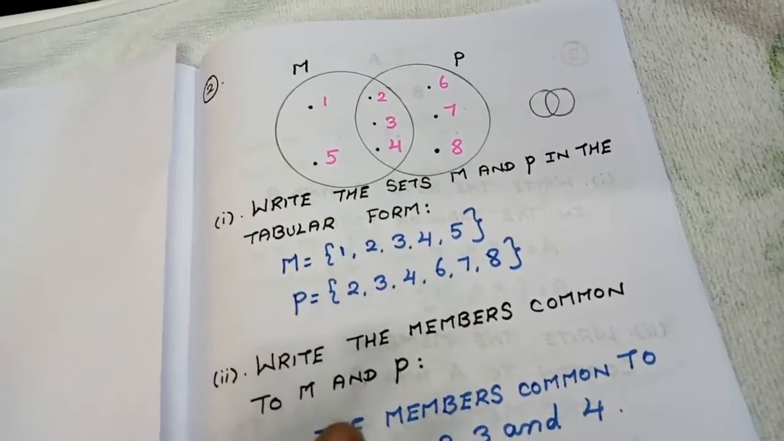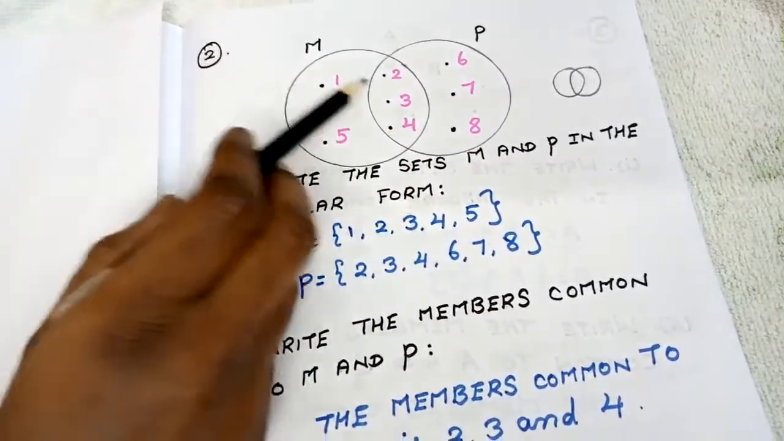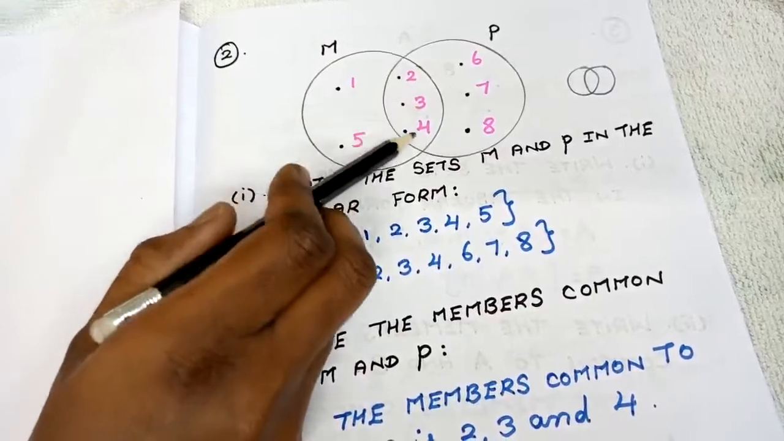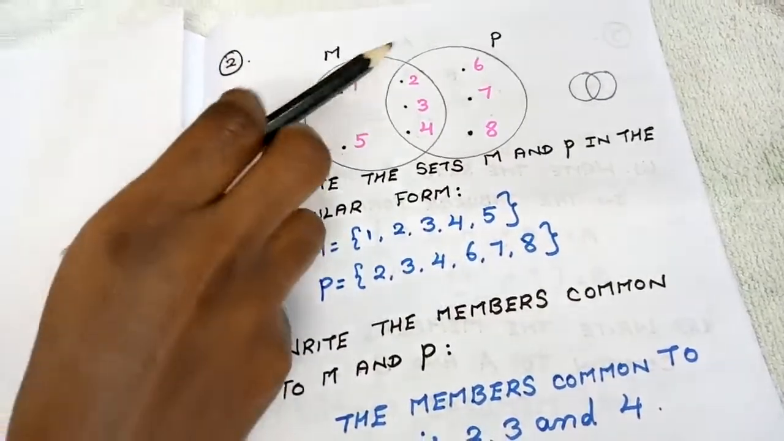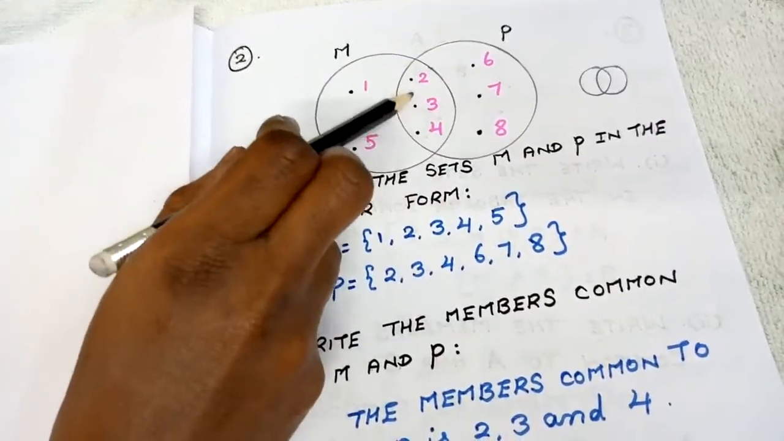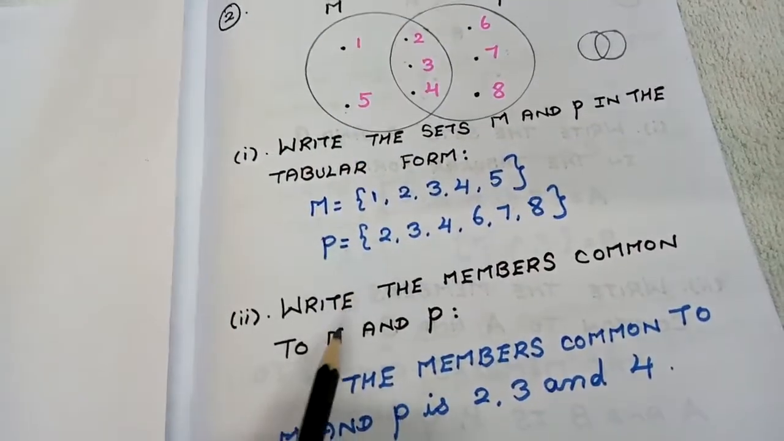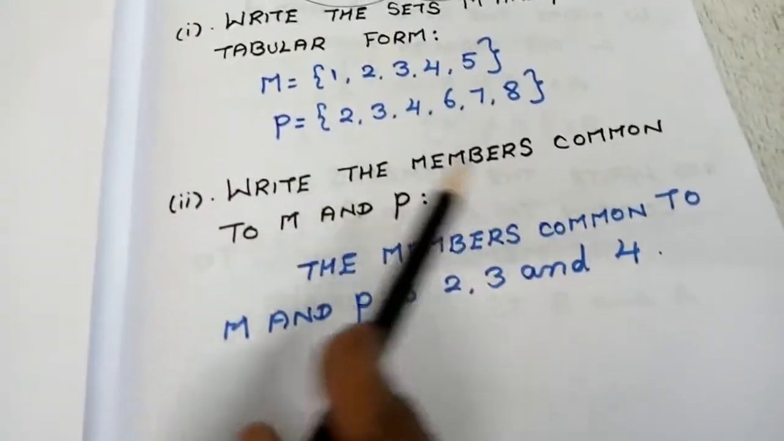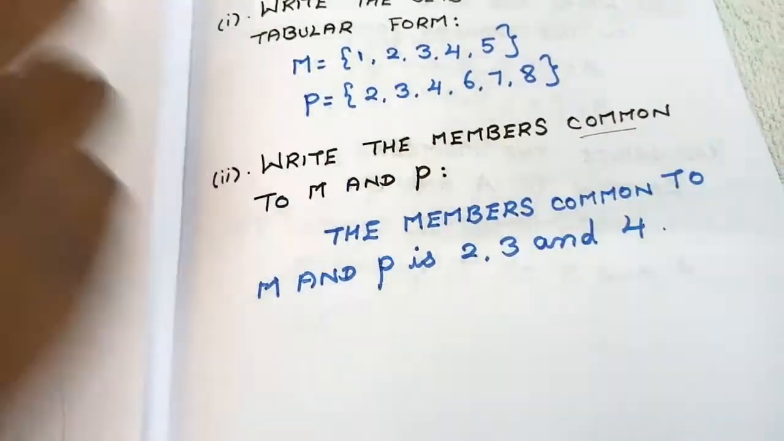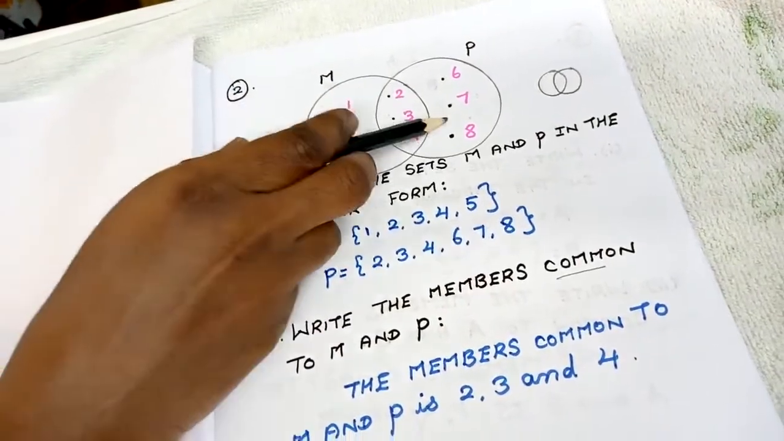Don't separate the figure. So write the sets M and P in tabular form. For M, I am just going to see the circle M. Inside M, I am having 1, 2, 3, 4, 5. And similarly for P, 2, 3, 4, 6, 7, 8. And for both M and P, this place will be common. So keep that in your mind. According to that, I am splitting and writing the values. The second question is, write the members common to M and P. Whenever they are asking you to find common, you are going to see the diagram between the two circles.